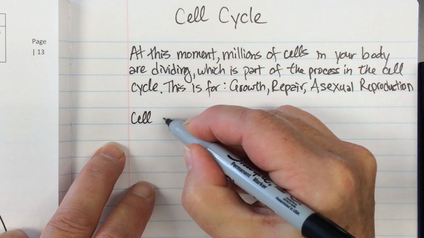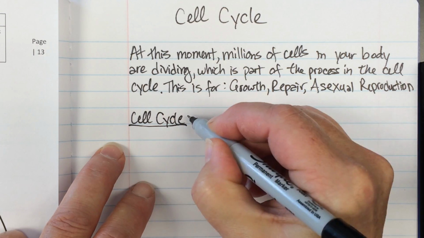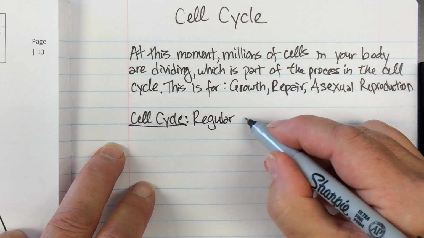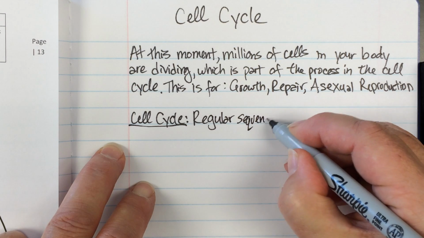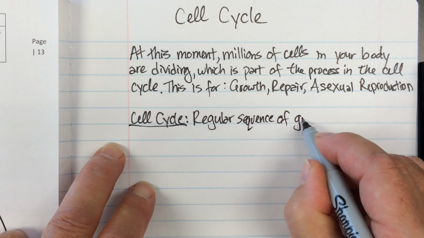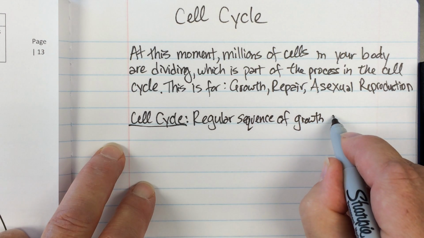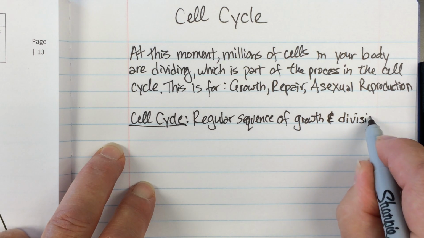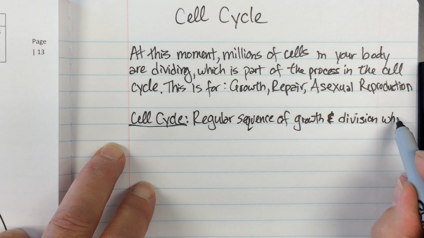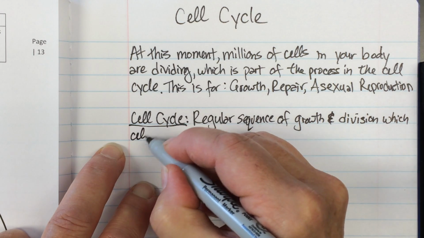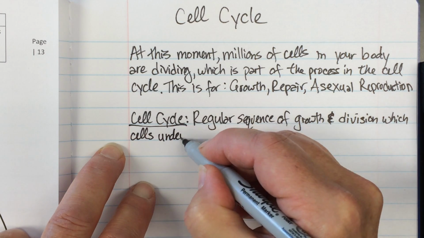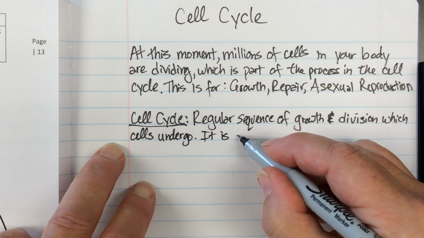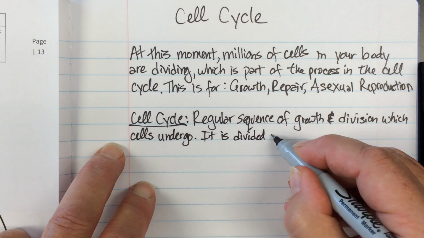So let's get our definition of the cell cycle here. What is the cell cycle? Well, the cell cycle is a regular sequence of growth and division. That's an and sign there, which cells undergo, and it is divided into 3 stages.